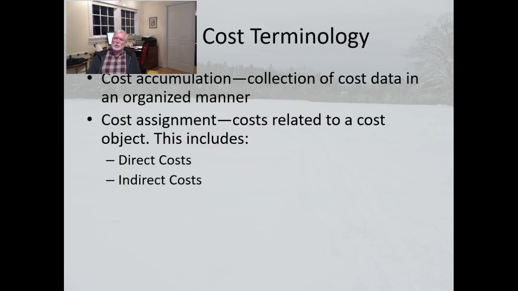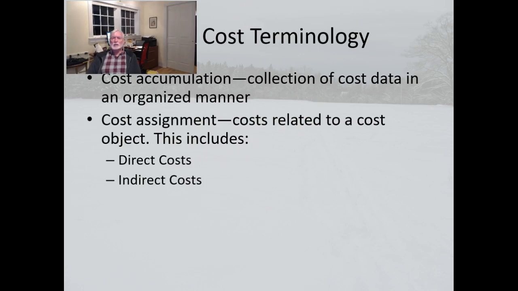So cost terminology, we're going to use these words, so we ought to know what they mean. Cost accumulation is basically capturing the data. And this is what accounting systems do. We track transactions and we accumulate those transactions in a ledger, and so we're accumulating costs. Accounting systems do that pretty well.